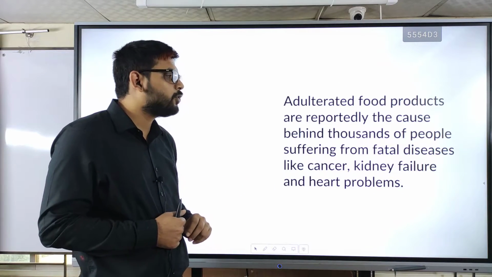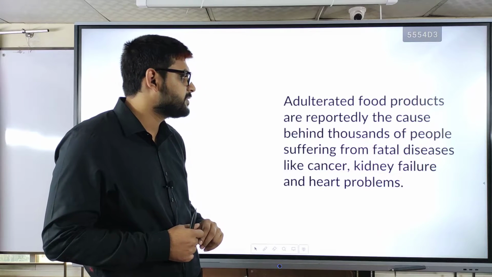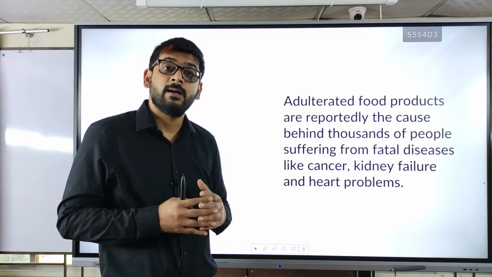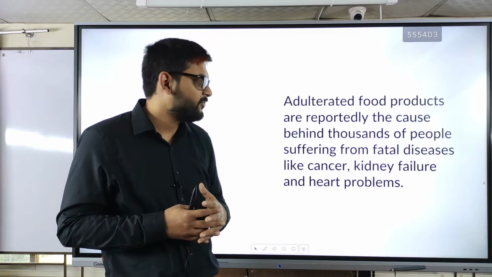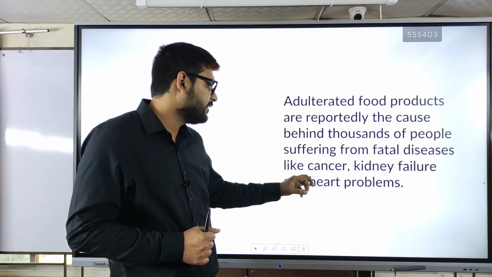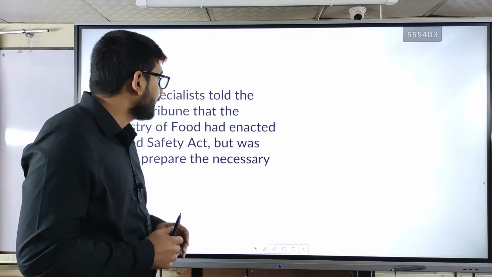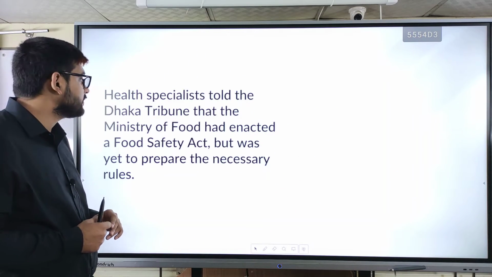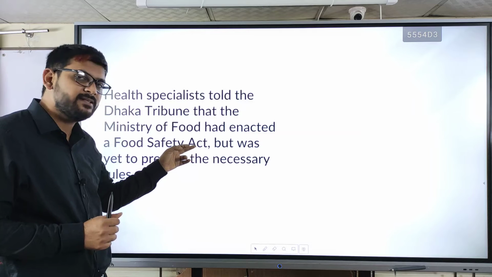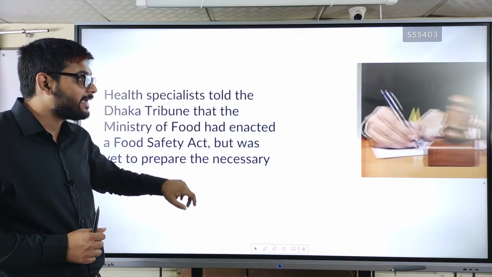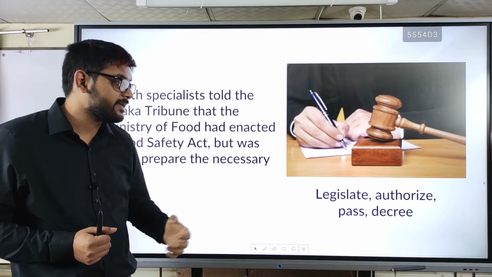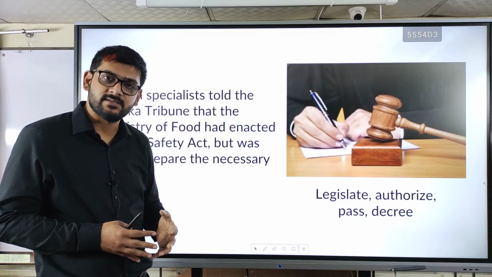Adulterated food products are reportedly the cause behind thousands of people suffering from fatal diseases. So adulterated food is undoubtedly causing different fatal diseases in thousands of people, like cancer, kidney failure and heart problems. Health specialists told the Dhaka Tribune that the Ministry of Food had enacted a Food Safety Act. Act means law. And what does enact mean? Enact means to legislate, to authorize, pass or decree a law. Okay, to authorize a law.